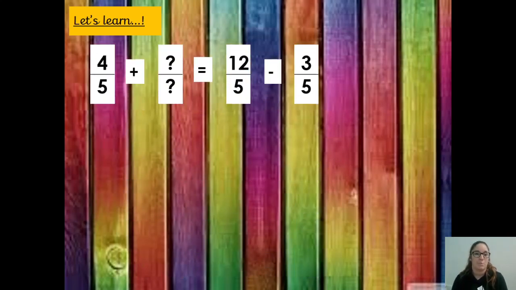And finally then, before you do your independent practice. So this time you've got 4/5 add something equals 12/5 take away 3/5. So this time you've got addition and subtraction. Okay, so you need to weigh these up. So let's start with the facts that we already know. We know that 12/5 take away 3/5, okay, is 9/5. So now we can go over here, and because it's addition, what can we add to 4/5 to get 9/5?